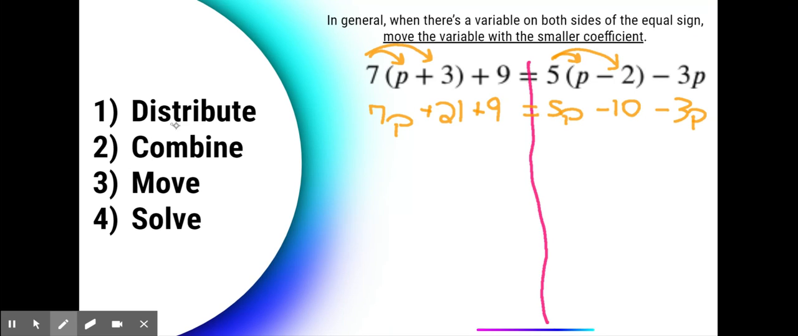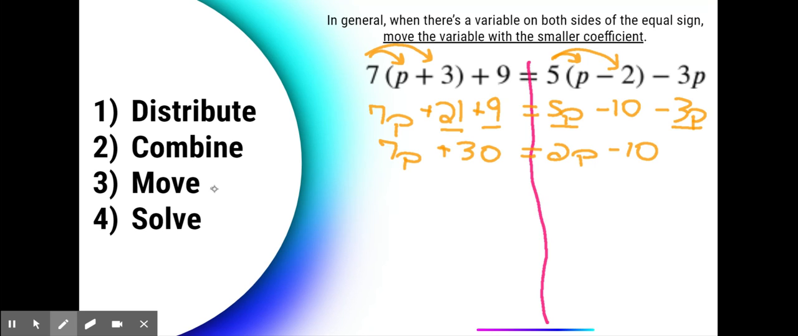So step 1 is to distribute, step 2 is to combine, and you can only combine things that are on the same side of the equal sign. So I look just at the left side, this is why I drew my line. I'm going to bring down the 7p, 21 plus 9 is 30. Copy that equal sign. Then I look on the right side, I have a 5p minus 3p, that is 2p, and I bring down the minus 10. So you want to look and make sure that the left side is as simplified as it can be and the right side is as simplified as it can be.